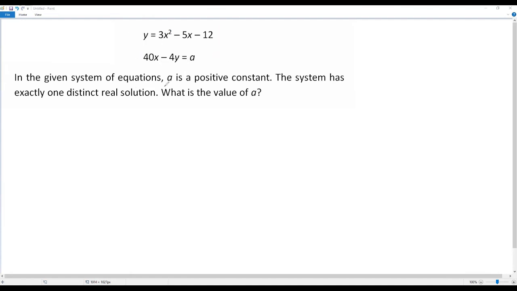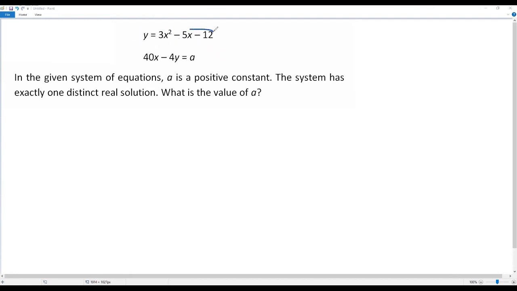In the given system of equations, a is a positive constant. The system has exactly one distinct real solution. What is the value of a? Okay, now let's solve the given system. For that, we can consider the first equation over here, and particularly the expression we have for y.